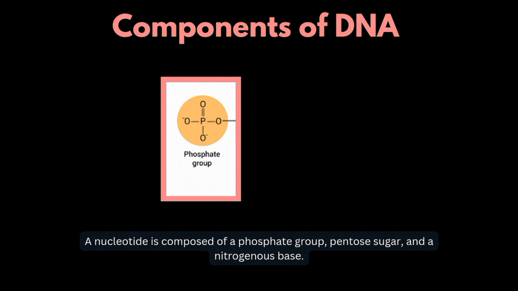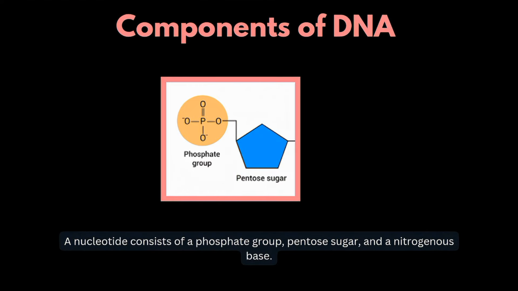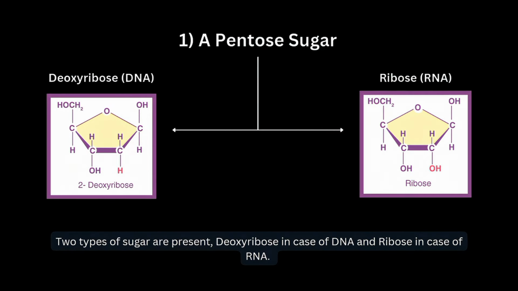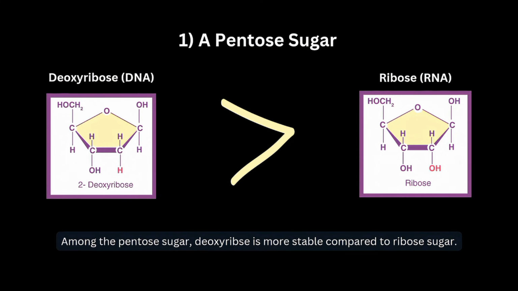A nucleotide is composed of a phosphate group, a pentose sugar, and a nitrogenous base. Number 1. A pentose sugar. Two types of sugar are present: deoxyribose in the case of DNA and ribose in the case of RNA. Among the pentose sugars, deoxyribose is more stable compared to ribose sugar.